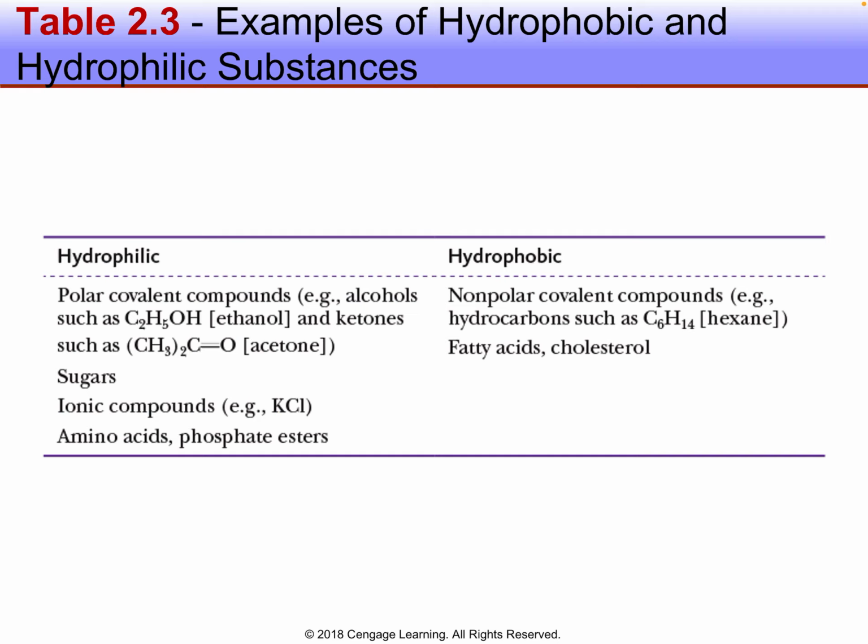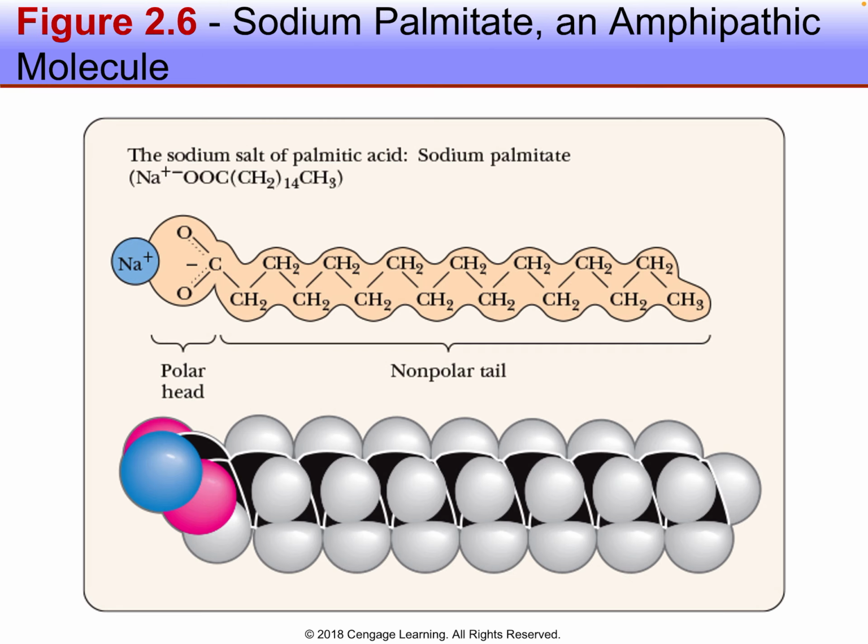So again, hydrophilic, polar: alcohols, ketones, sugars in biomolecules, ionic compounds like potassium chloride, amino acids, and phosphate esters. Hydrophobic would be things like hexane, fatty acids, and cholesterol.